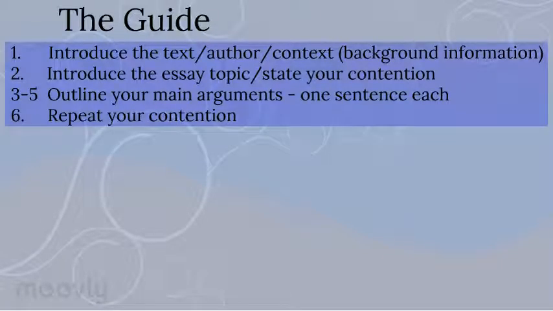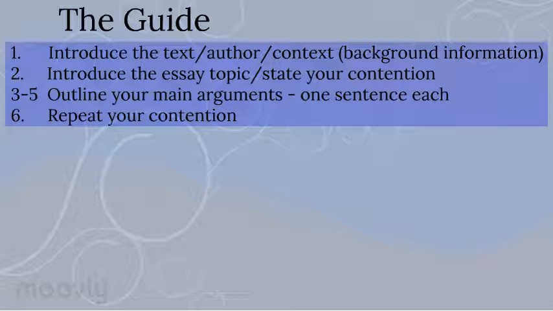So, a guide to writing an introduction is as follows. Your first sentence should introduce the text, author and context. This means the background of the text. The second sentence should introduce the essay topic, define any key terms, and state your contention. Your 3rd to 5th sentences outline your main arguments. That means that each one of your main arguments gets 1 sentence each. And number 6, repeat your contention in a different way with different words.